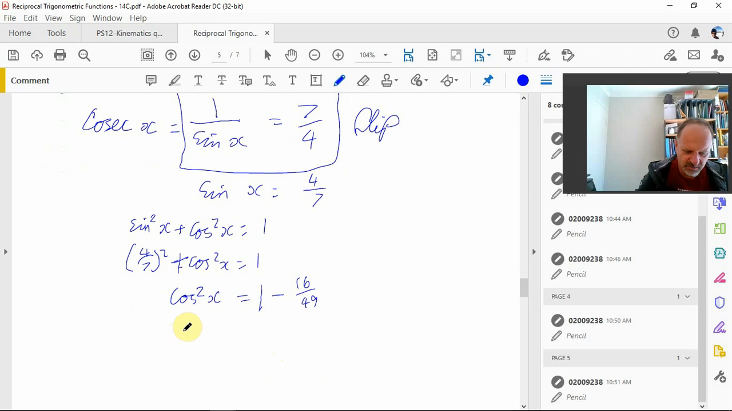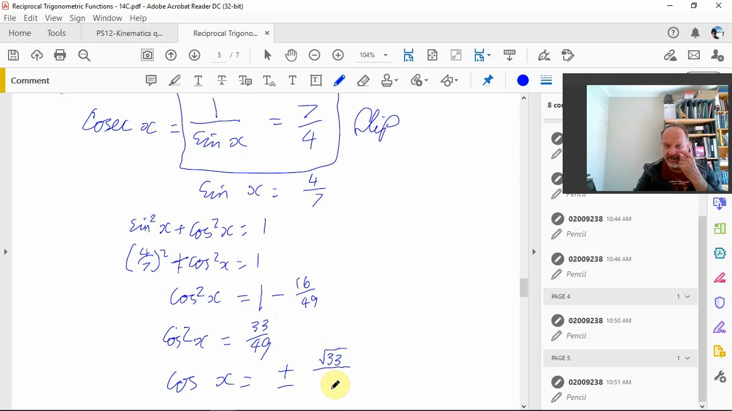So cos squared x is 33 on 49. And then to get cos x, because that's what we're asked for, we square root both sides, plus or minus. The square root of 33 is essentially that, and there's no square numbers that go in, so we can't simplify that. And of course the square root of 49 is 7.